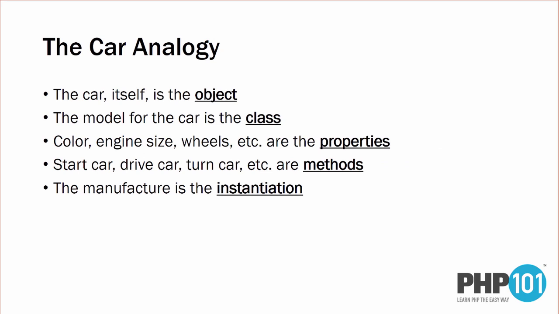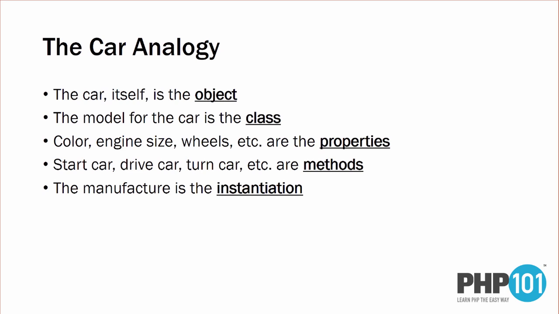So again, if we're talking about a car, the car itself is the object. It's the actual real world thing. The 3D model of the car that might be in a computer that is being built from would be the class. Again, it's the blueprint or the model. The color of the car, not necessarily the specific color, but that it has a color, the engine size, the wheels, etc. Those are all properties. They're data about the car. Methods are things that the car can do or can be done to the car. So start the car, drive the car, turn the car. And the actual manufacture or building of the car is the instantiation.